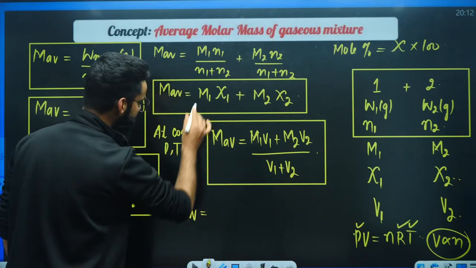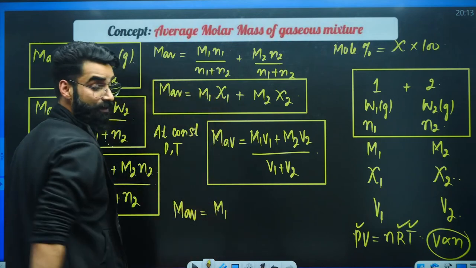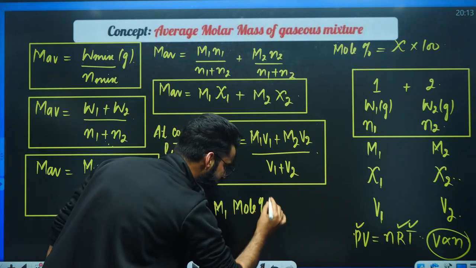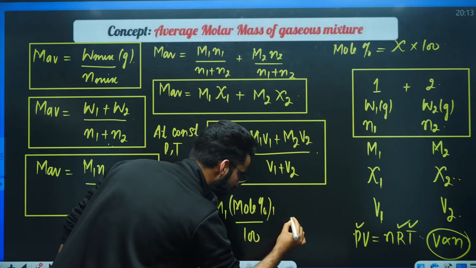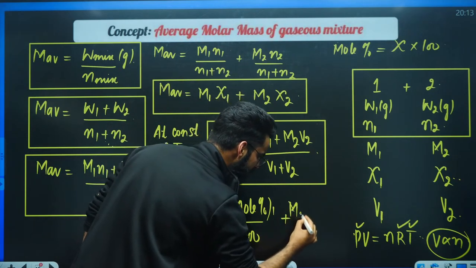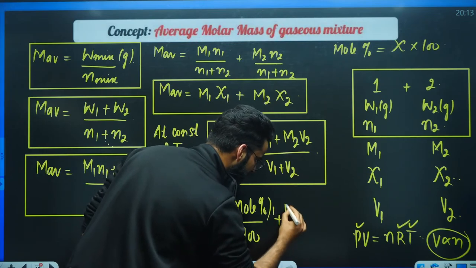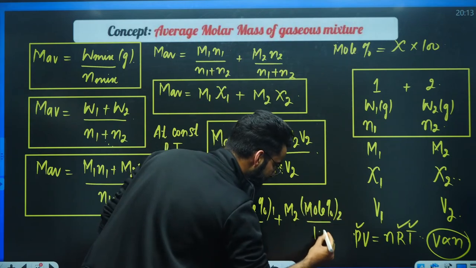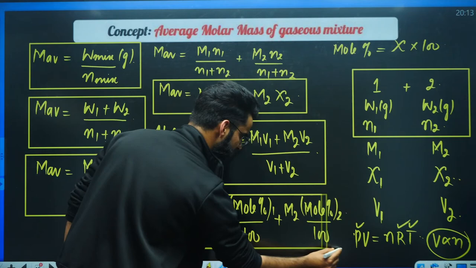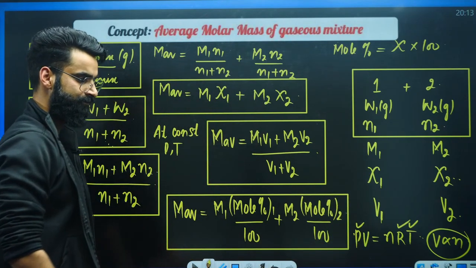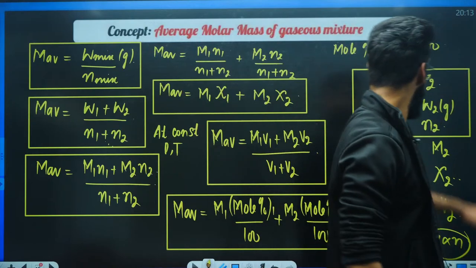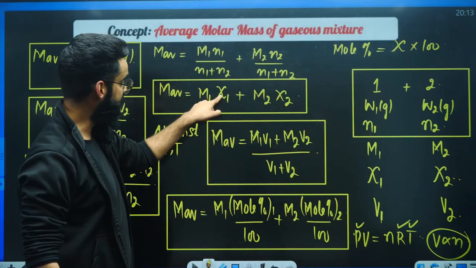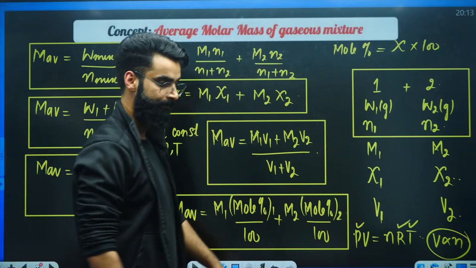M average is equal to M1 as such, times chi 1, the mole fraction of gas 1. Instead of mole fraction of gas 1, I can write mole percentage of gas 1 divided by 100, plus M2 as such, times mole percentage of gas 2 divided by 100. So this is one more final expression which you can use in the questions as well. Since mole percentage is mole fraction multiplied by 100, mole fraction is mole percentage divided by 100. That's why instead of mole fraction, I used mole percentage divided by 100.